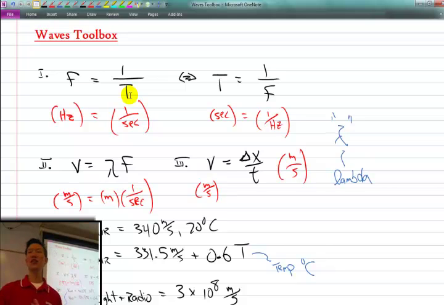And F equals 1 over T is the reciprocal of T equals 1 over F. I don't like to memorize them as two equations. They're the same idea, okay?